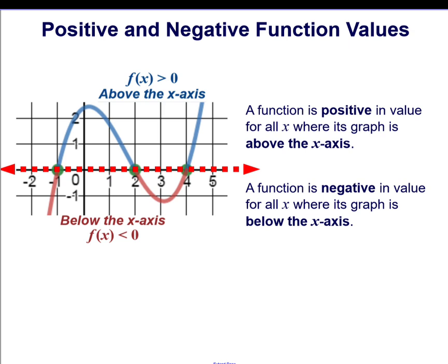Now note the difference between the positive and negative function values versus increasing and decreasing. Increasing and decreasing refers to the direction at which the graph is running. Positive and negative values refer to its position on the graph relative to the x-axis.